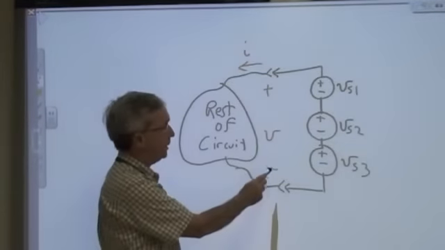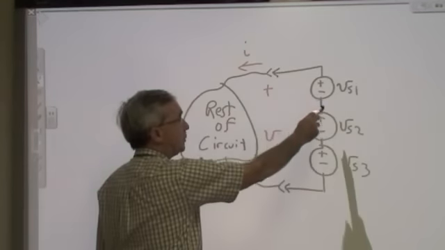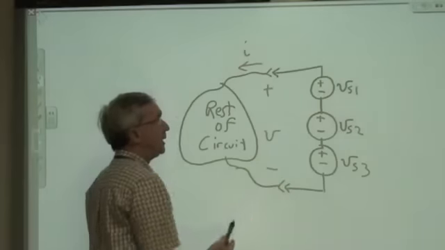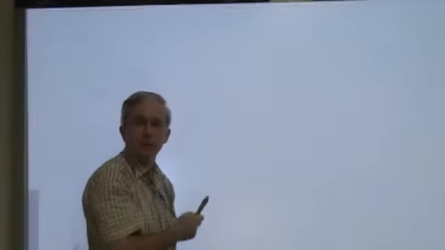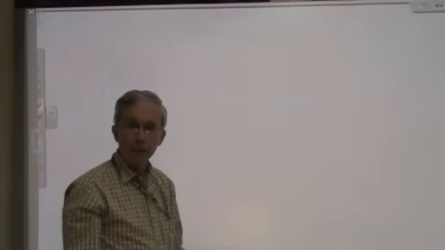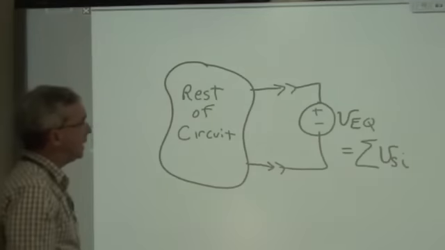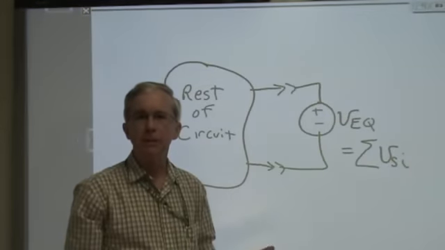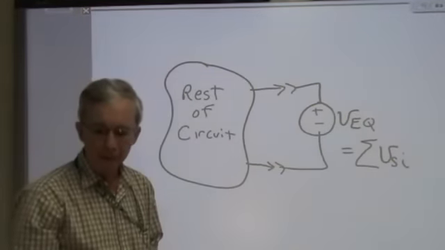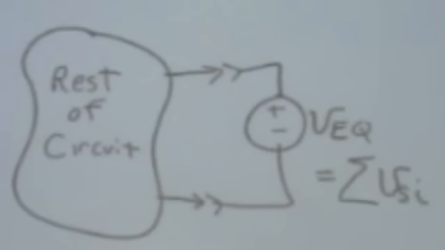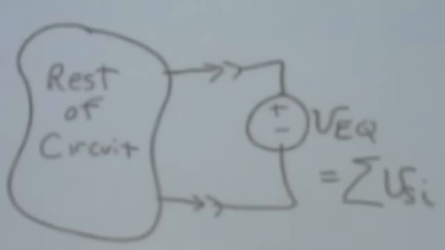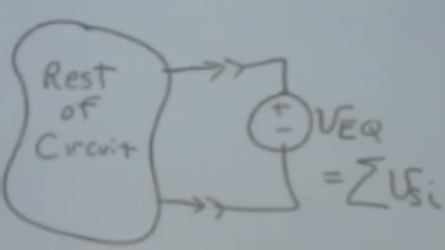By Kirchhoff's voltage law, V is equal to Vs1 plus Vs2 plus Vs3, regardless of the value of the current. That's the same that we would have if we replace those 3 voltage sources by one source with the value Vs1 plus Vs2 plus Vs3. So let's draw a new circuit on the board. Here we have an equivalent voltage source whose value is equal to the sum of all the in-series voltage sources. That change will leave the currents and voltages in the rest of the circuit unchanged. It's an equivalent source.